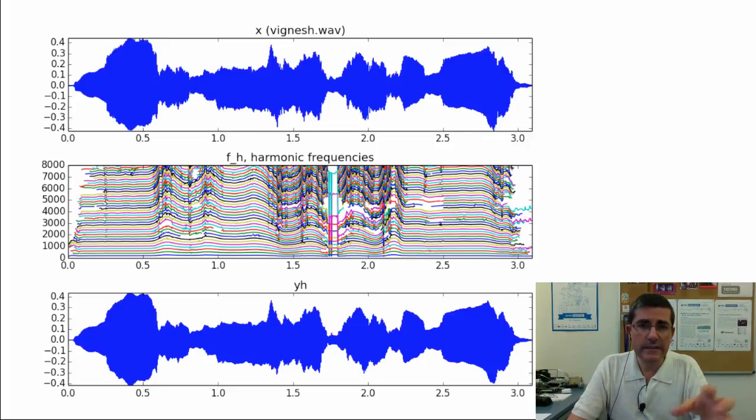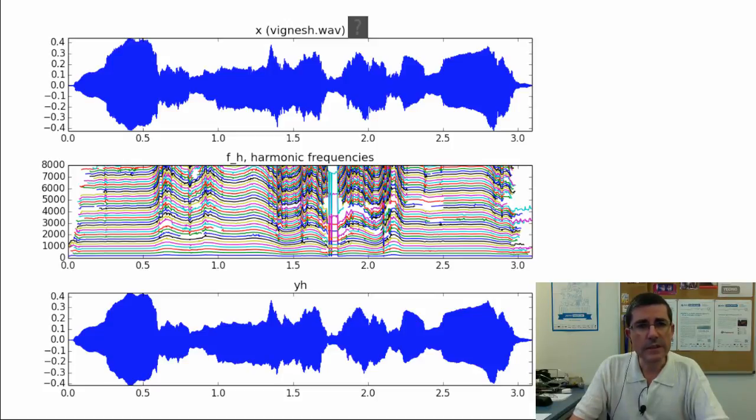So this is an example of an analysis synthesis with the harmonic model. That was this Vignesh sound, the harmonics of that. Of course, that always might have some problems in the areas in which we don't have clear harmonics, like in the transitions. In this case, even in the consonants or silences, we might have some problems. But in general, it works.